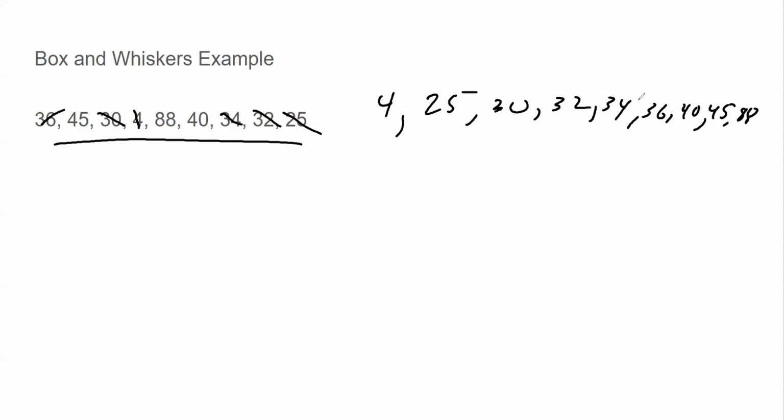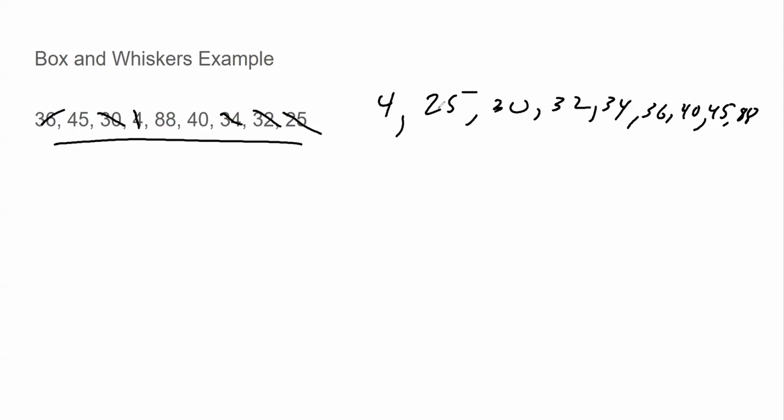Now, here's what I'm going to do, and this is what I recommend. Always count what you've got and see if it matches up with those. So 1, 2, 3, 4, 5, 6, 7, 8. I got nine numbers. 1, 2, 3, 4, 5, 6, 7, 8, 9. All right. So I feel pretty good that I've got all the numbers.